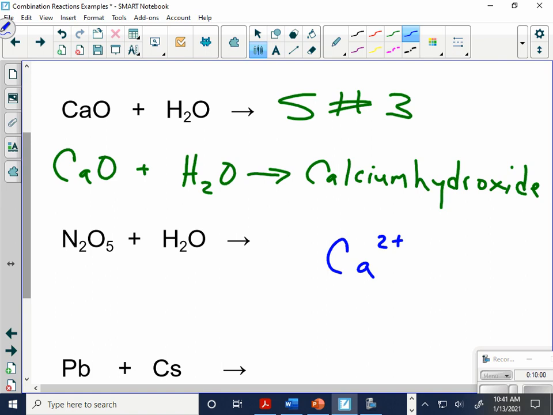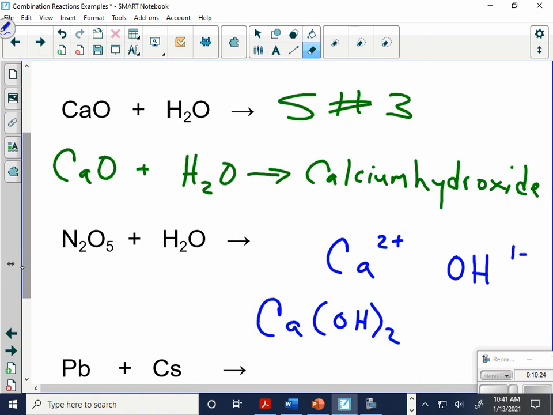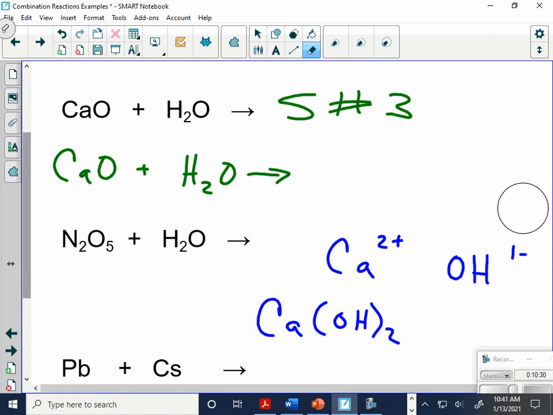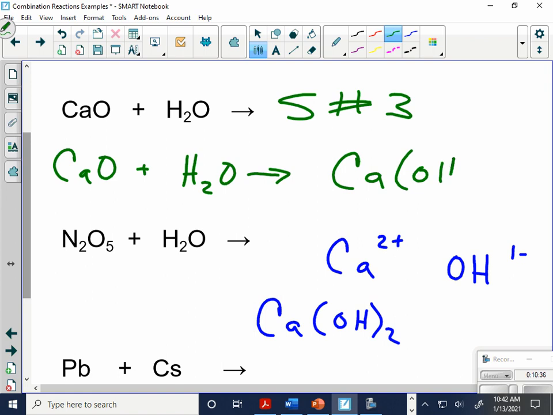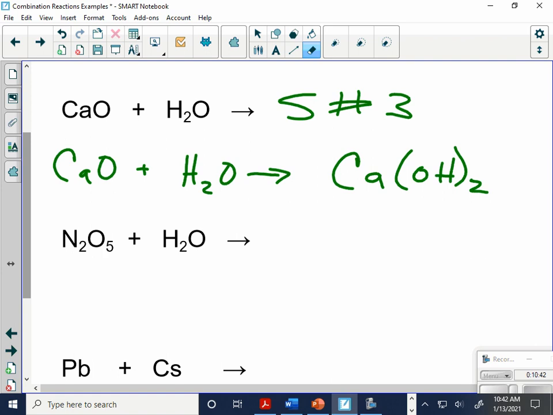So now I need to go through and name calcium hydroxide. Well, Ca I know is a 2+. I know hydroxide is OH, and OH is a 1-. So as I'm writing my formula, I can see that it's going to be calcium. I need my parentheses because I need 2 hydroxides. So when I go back up to clean it up, instead of my words up here, I am going to put my formula that I just got. Calcium hydroxide. I'm going to clean this up.